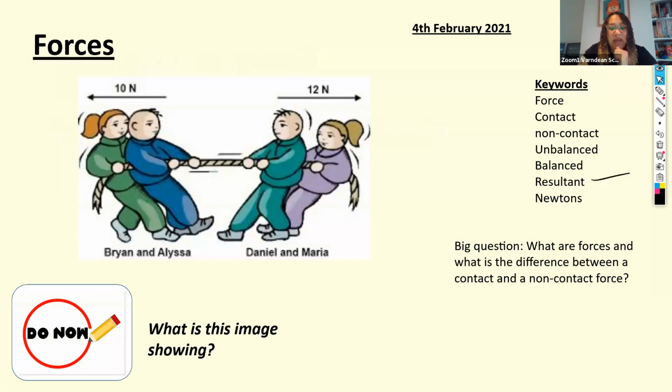And so our big question today is, what are forces and what is the difference between a contact and a non-contact force? So while we're settling in, there are some keywords there: force, contact, non-contact, the idea of unbalanced forces and balanced forces, resultant and Newton. So these are some of our keywords for today. And then there's a little picture, and in that picture you have got some people doing a tug of war. You've got Brian and Alyssa and Daniel and Maria. And I want you to just think about what that's showing and what might be going on and what might happen.